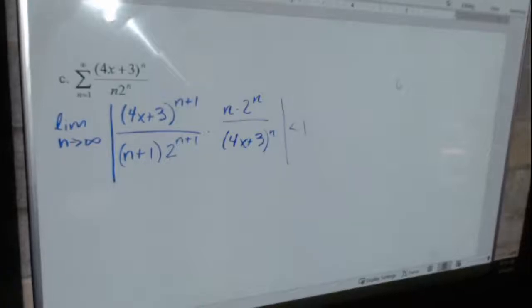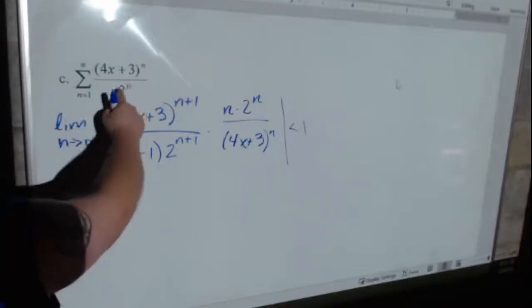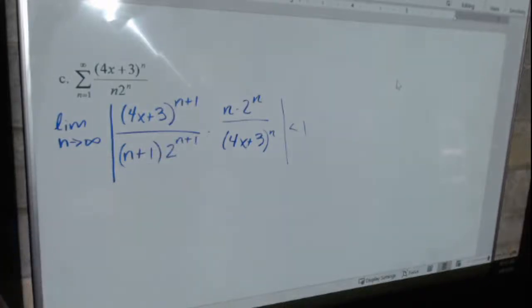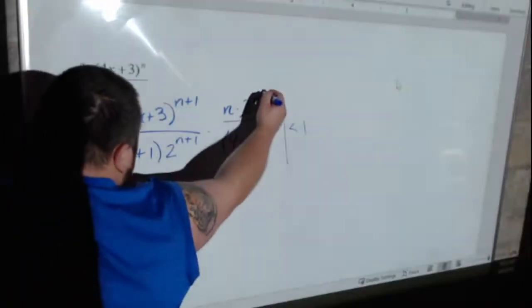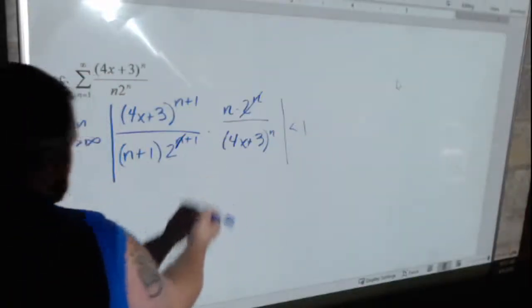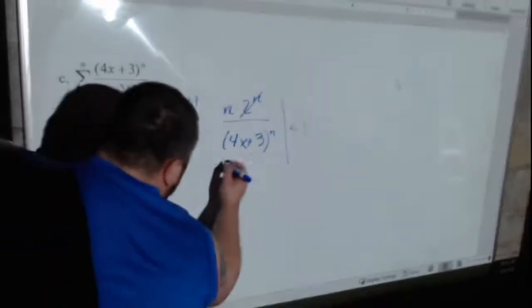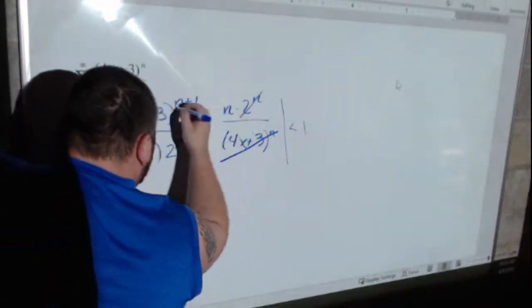So I start there, right? I take all the n's here and make them n plus 1, and I multiply by the reciprocal, take the limit, and all of this has to be less than 1. So now I need to cancel as much as I possibly can. I see a 2 to the n, that will cancel with an n right there. And the same thing happens for this n, everything to power n, and that n.